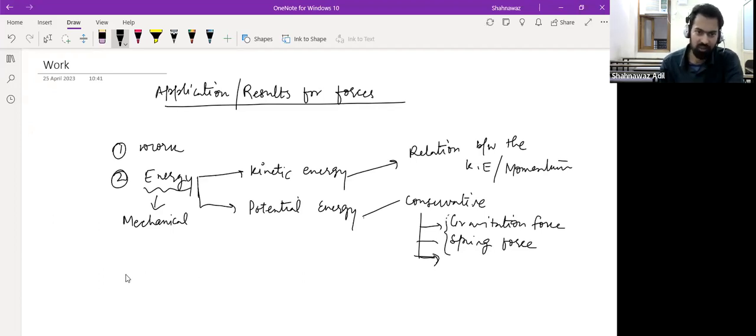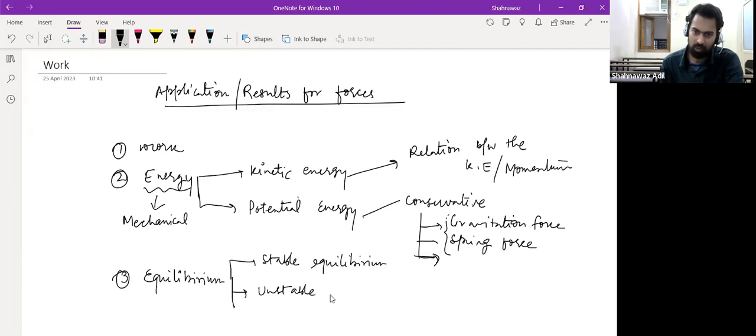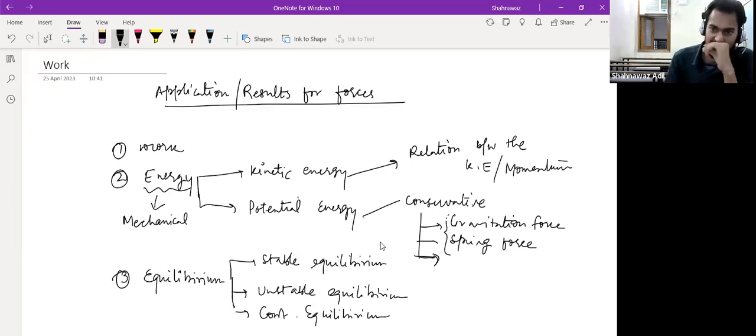And then we will learn about equilibrium. In equilibrium, we will learn about stable and unstable, and then you have neutral equilibrium. So these we will learn today. We will try to reach up to this point.